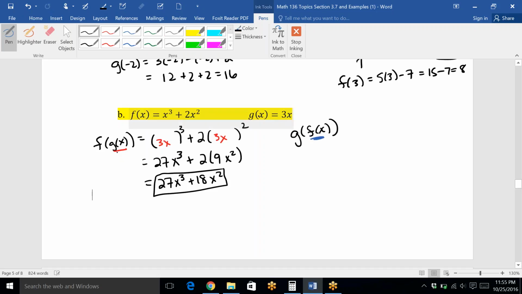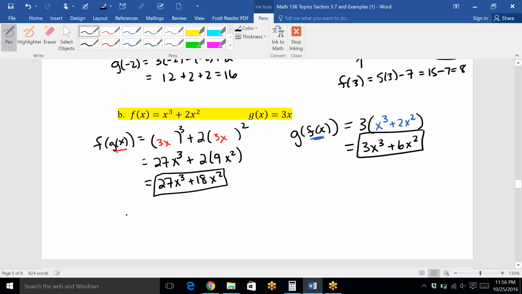This time the outer shell is the g, so that would just be 3 and then blank. Inside the blank we put the f function, so that would be x cubed plus 2x squared. All we have to do is distribute the 3, so that would be 3x cubed plus 6x squared.